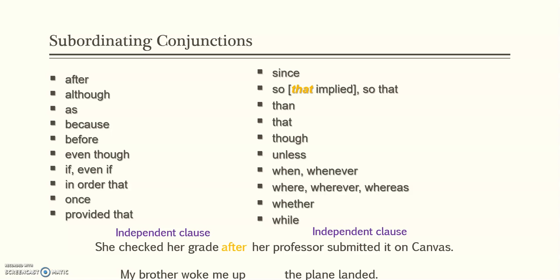Here we have two more independent clauses. My brother woke me up. And then the plane landed is its own sentence. We make this a full sentence instead of a run-on by adding one of these subordinating conjunctions. Right now, it'd be a good idea to pause this video and review some of the subordinating conjunctions just to familiarize yourself with them.